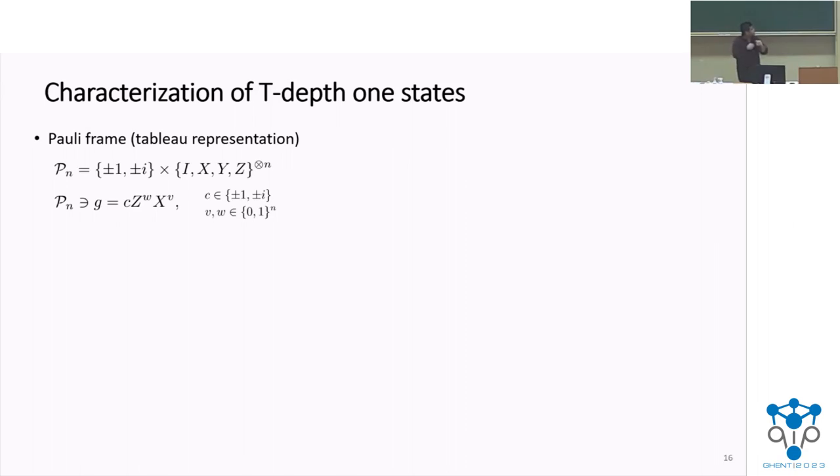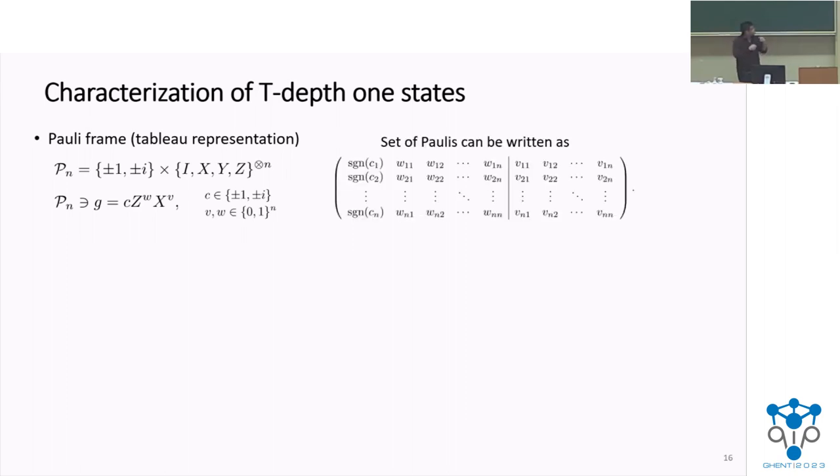Then you can write any g in the Pauli group as c times, which is a coefficient, times Z to the power w, where w now is an n-bit binary string. If it's 0, you basically put an identity on that qubit. If it's a 1, then you put a Z on that qubit. So then your tableau representation, or the set of Paulis, can be written down in this form.